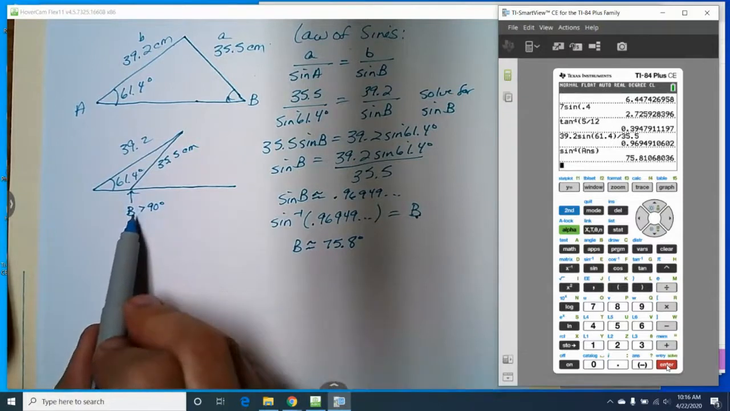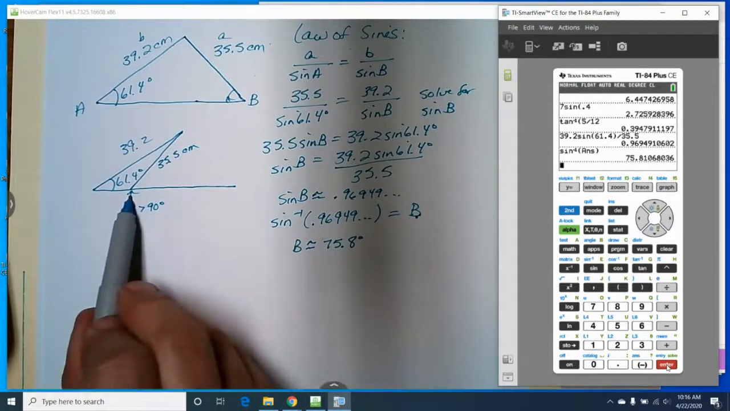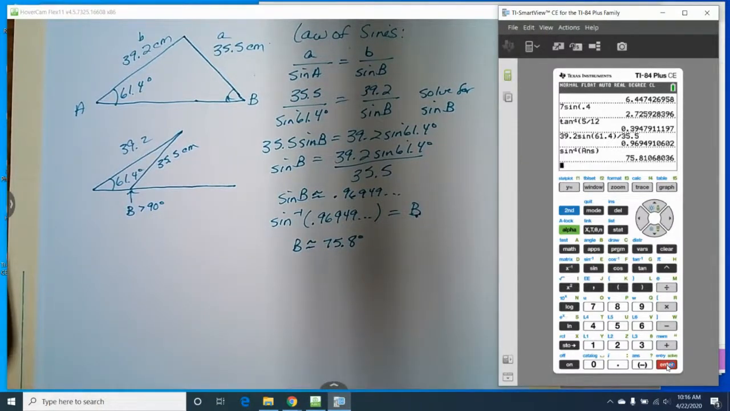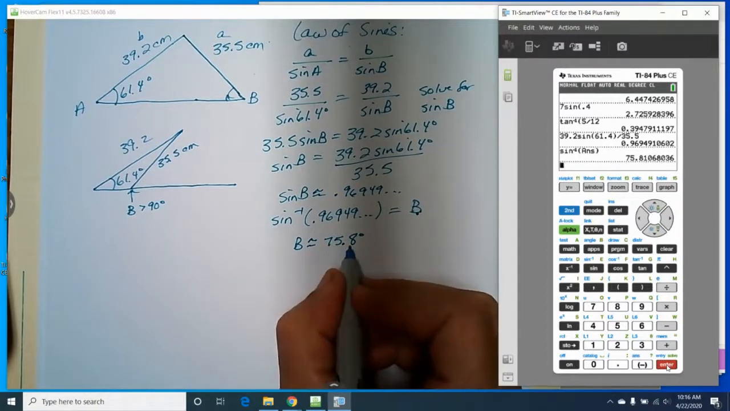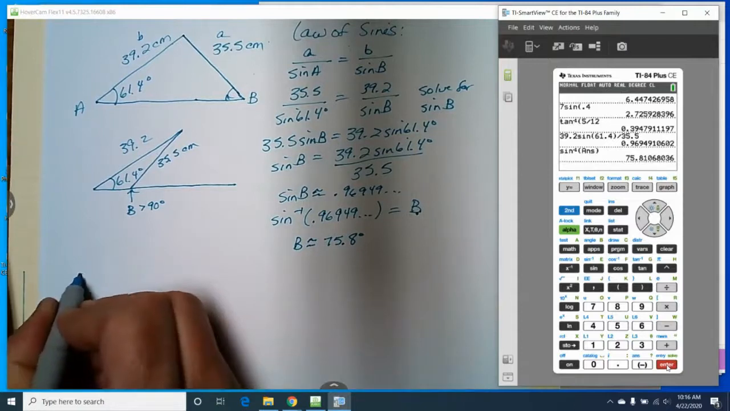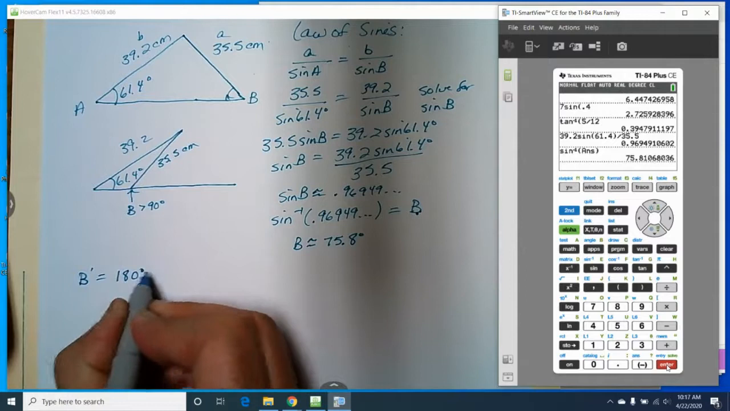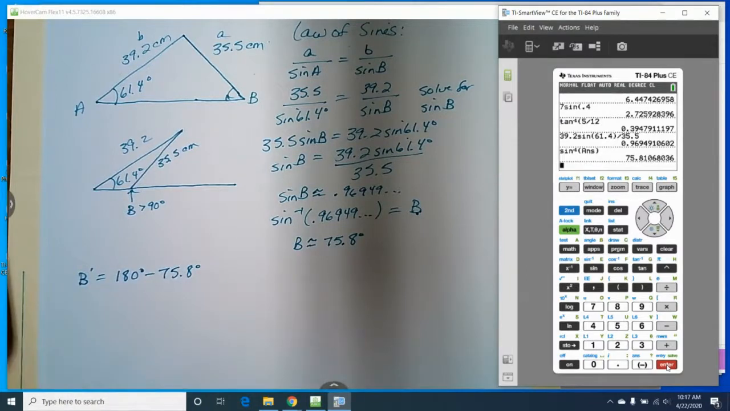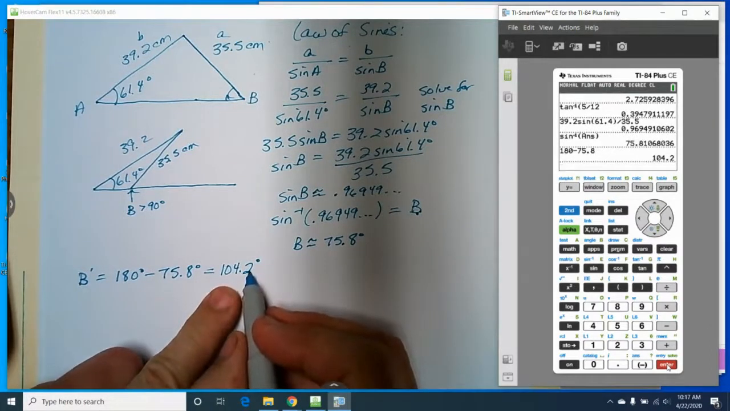But if you have an angle greater than 90 degrees, it still has a positive value for the sine. So this could be possible. We just have to check and see whether it is or not. To do that, we want to look at what the supplementary angle for this would be. We're just going to call this B, and let's call it B prime. It would be 180 degrees minus 75.8. In that case, we'd have 104.2 for that angle.